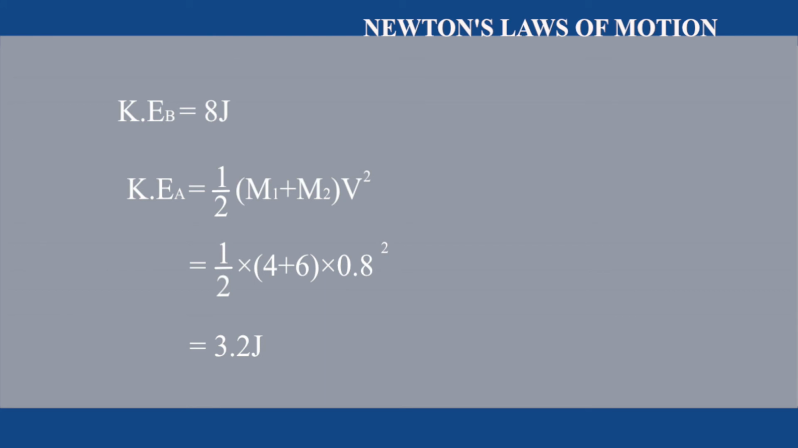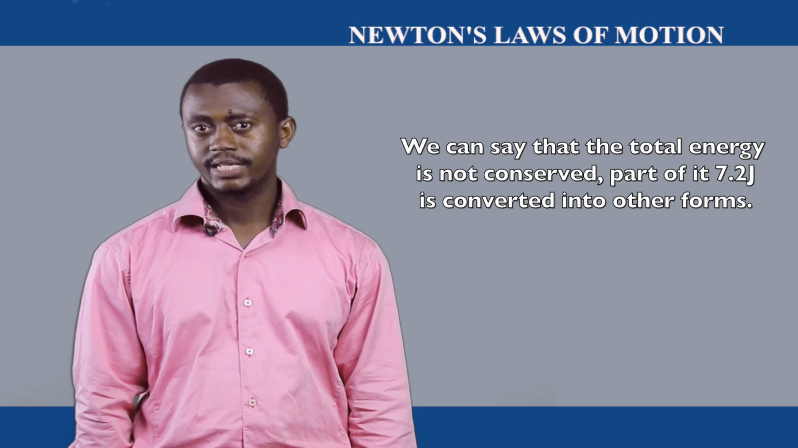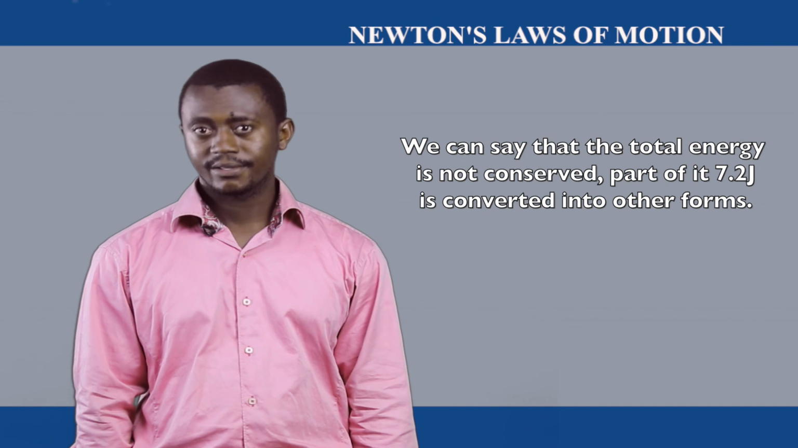Total energy before collision, as in the first case, is 8 joules, but after collision, we have half times the total mass, which is 10, times 0.8 squared. It gives us 3.2 joules. Therefore, the total energy after collision is 3.2 joules. So we can say that the total energy is not conserved. Part of it, 4.8 joules, is converted into other forms.